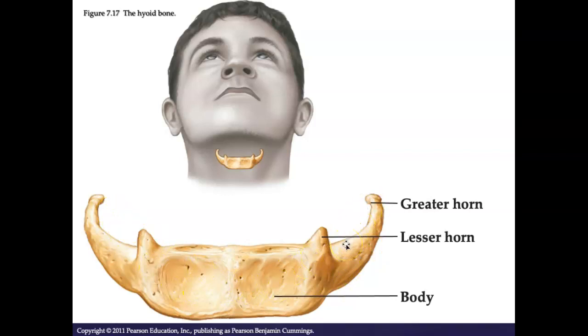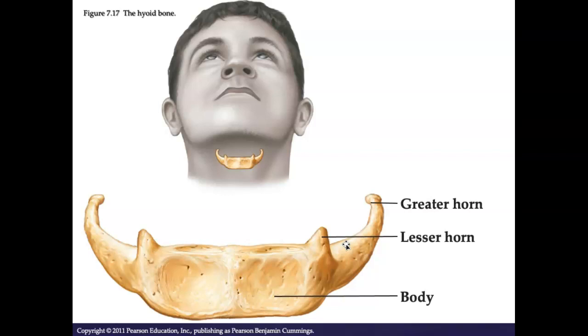So it's an arch-shaped bone about halfway between the bottom of the mandible. Feel the mandible, feel the thyroid cartilage, again, your Adam's apple. If you go up from the Adam's apple and kind of right between that and the body of the mandible, you'll feel this bone that you can kind of wiggle around in your neck there between the mandible and the thyroid cartilage.